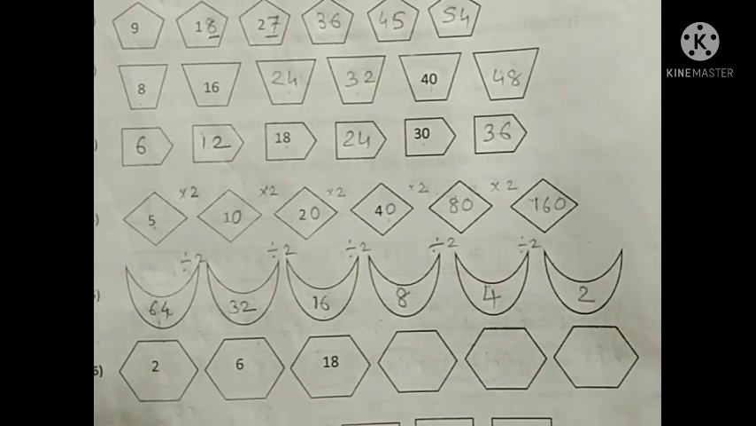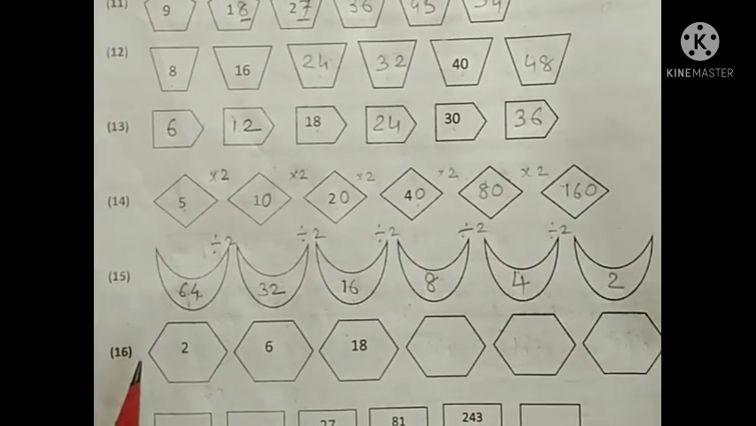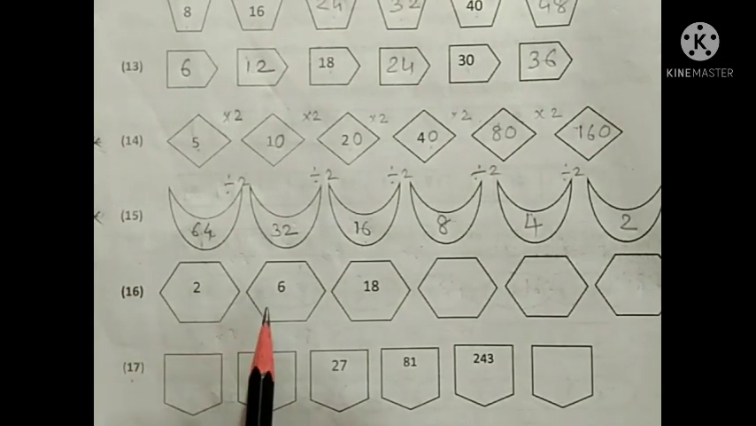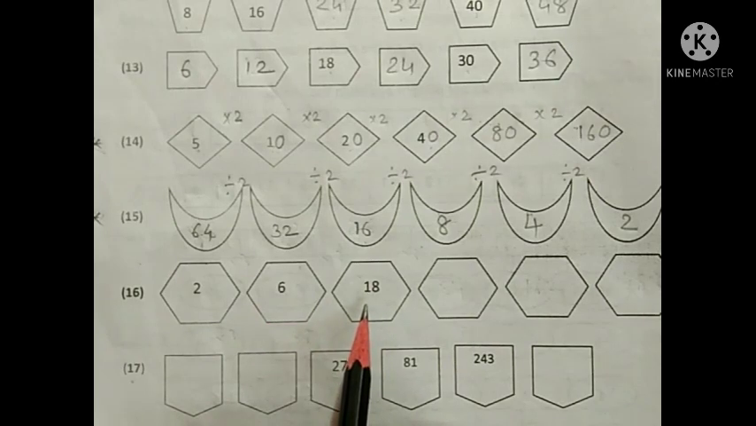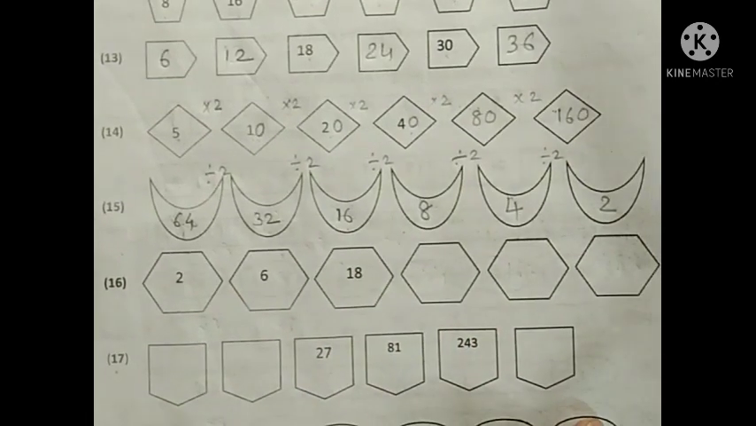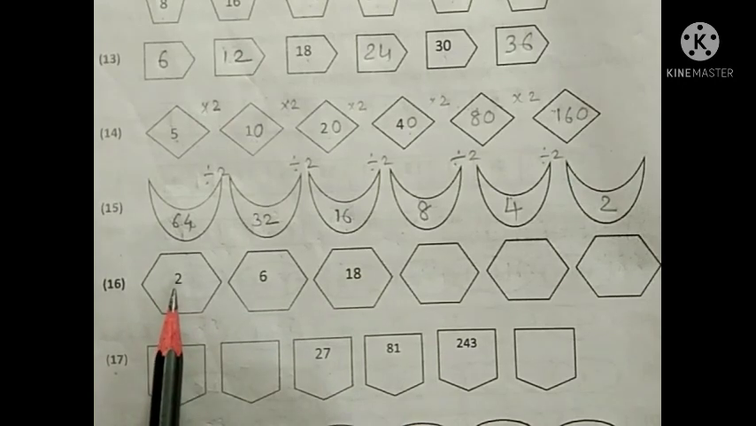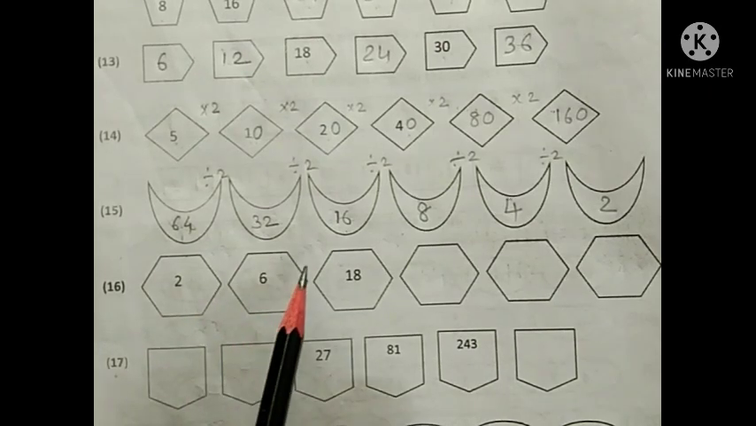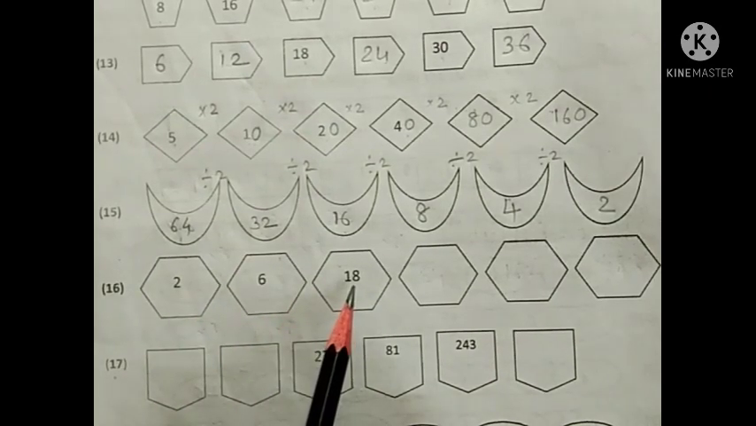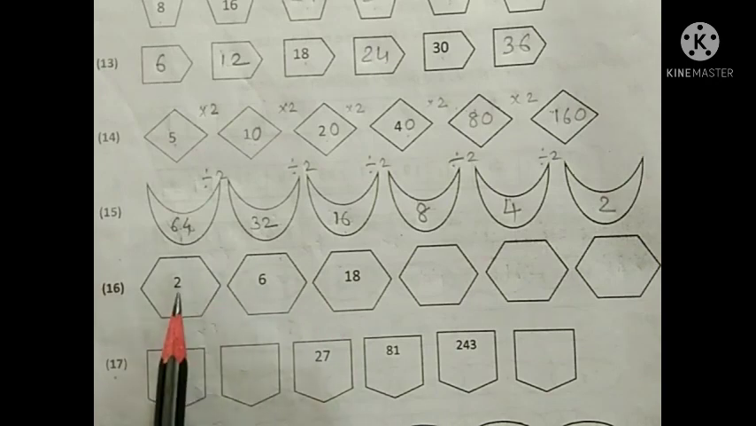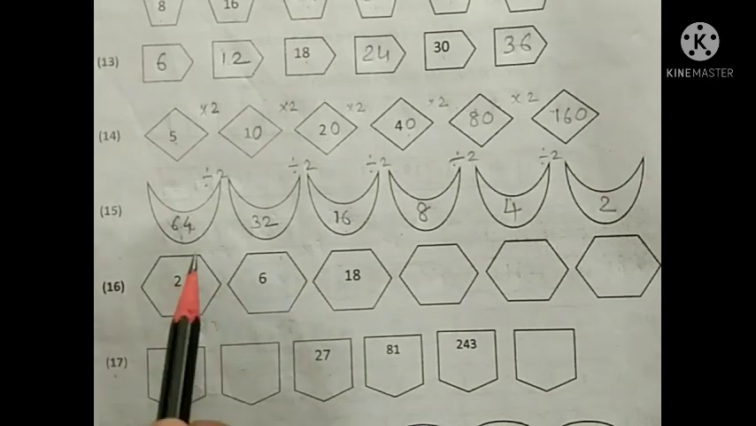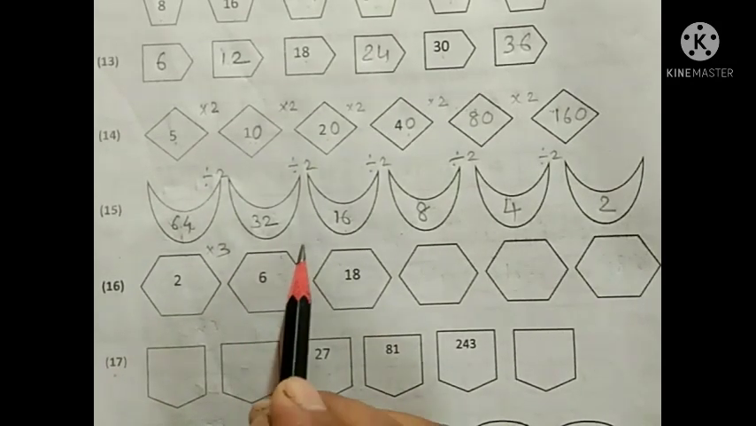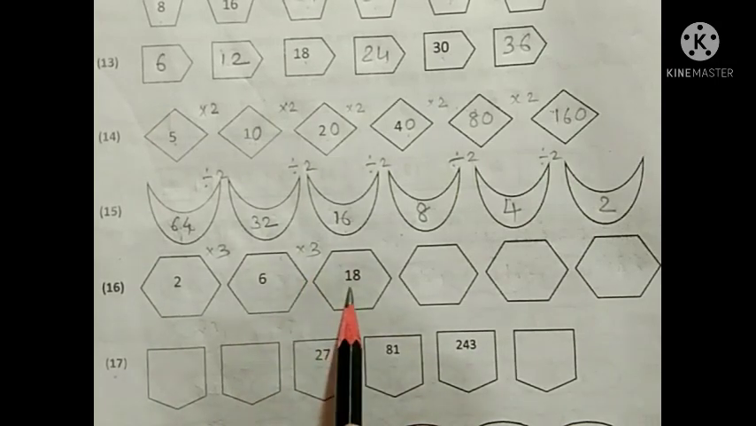Next question number 16. In question number 16, we have 2, 6, 18. How is this pattern? In this pattern, 2 plus 4 is 6, 6 plus 4 is 10 only, but here it is 18. That means this is another pattern. So 2 into 3, see, multiply, you check it. 2 3 is 6. Again 6 into 3, 6 3 is 18. Yes, this one is matching.